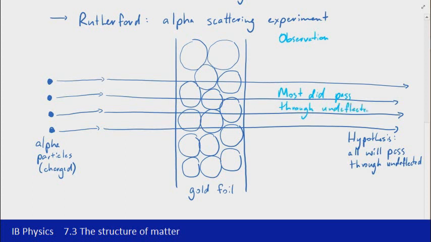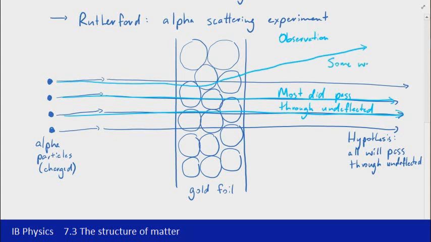they obviously couldn't just measure the ones that were passing through. They had to measure sort of out to the side a bit as well. And what they started to observe was that while you did have a lot of these ones that were just passing straight through, every so often there would be one that would sort of travel through, and then it would be deflected a small angle. So they observed that some were deflected up to 90 degrees.